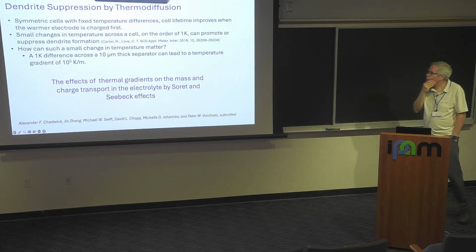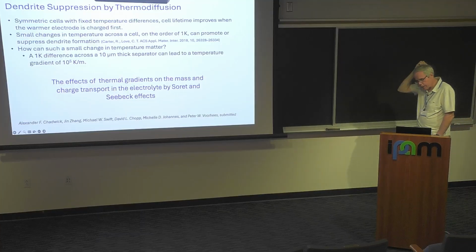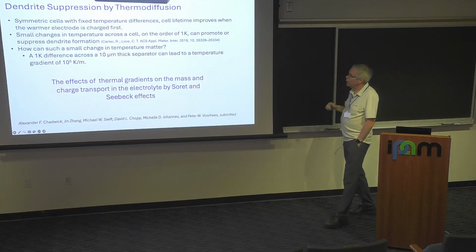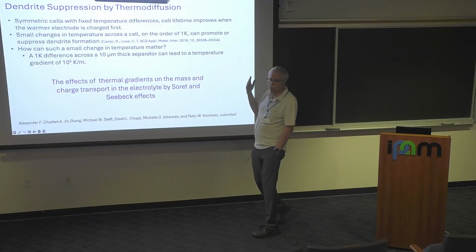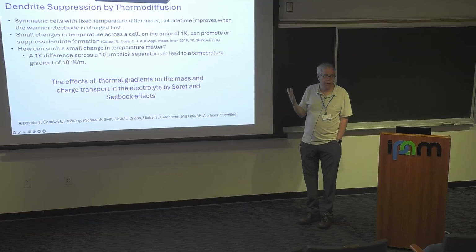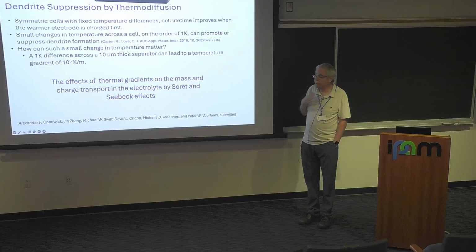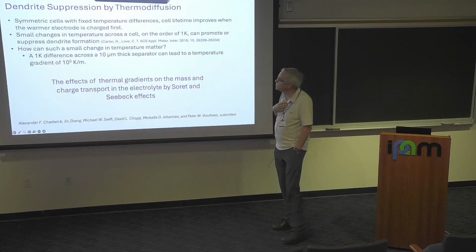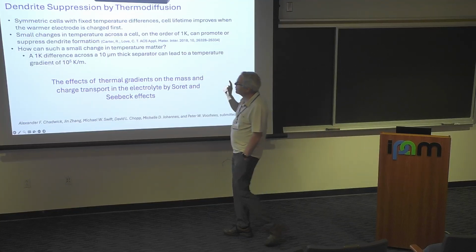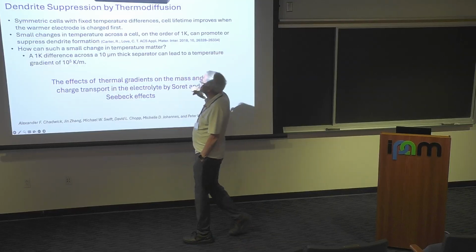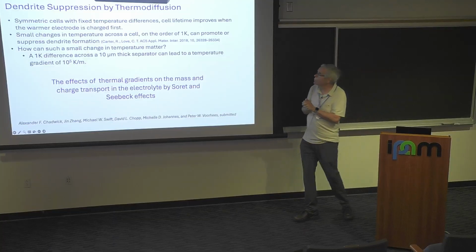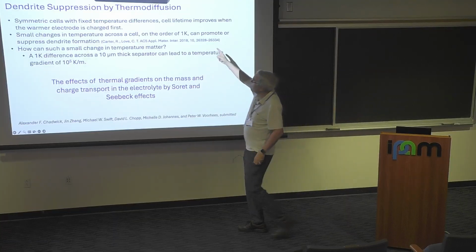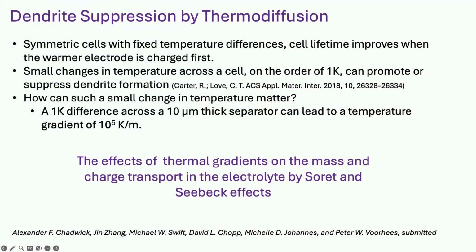Okay, so thermodiffusion is a rich area. It's been studied a lot, but normally it doesn't have any effect in many cases in the materials processing situations. But what they found in batteries, if you take a symmetric cell and you put a temperature difference across the anode and the cathode, what you find is that cell lifetime's improved when the warmer electrode charges first.